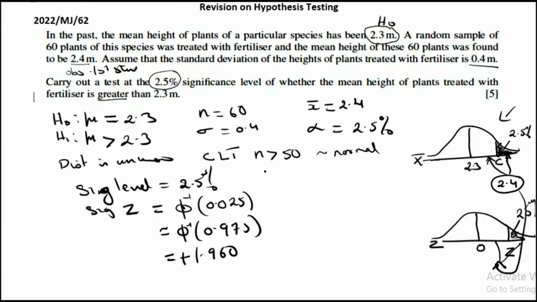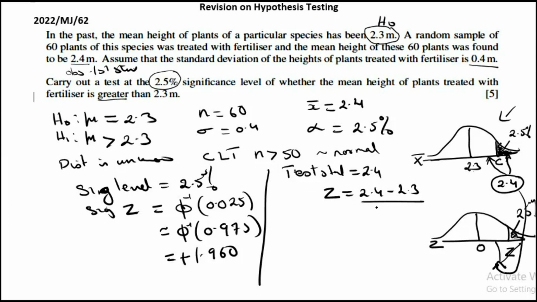All right. Now we check with our 2.4. That is our test stat is 2.4. Converting this test stat to Z value is 2.4 minus 2.3 over 0.4 over root of 60. Now by doing this, what we are trying to do is this 2.4, what we have here, we are converting to a Z value. So that seems to be 1.936.